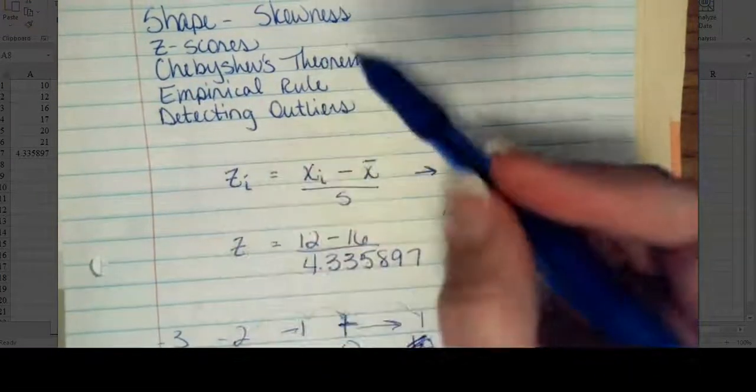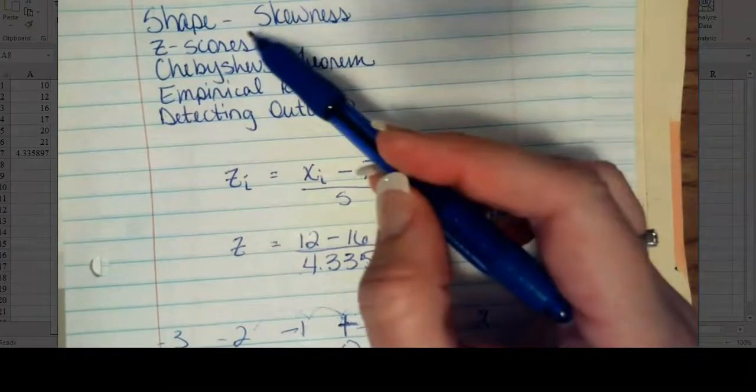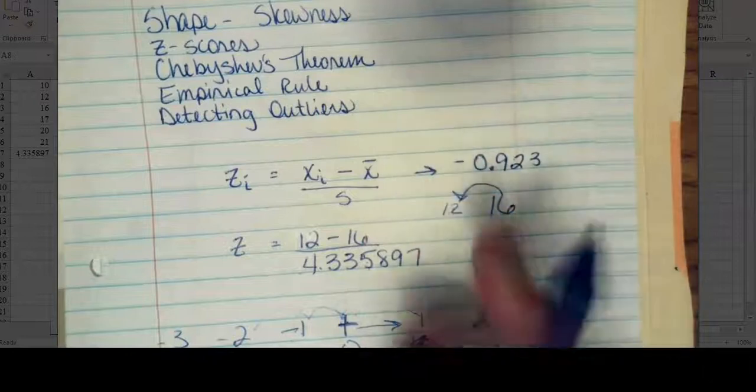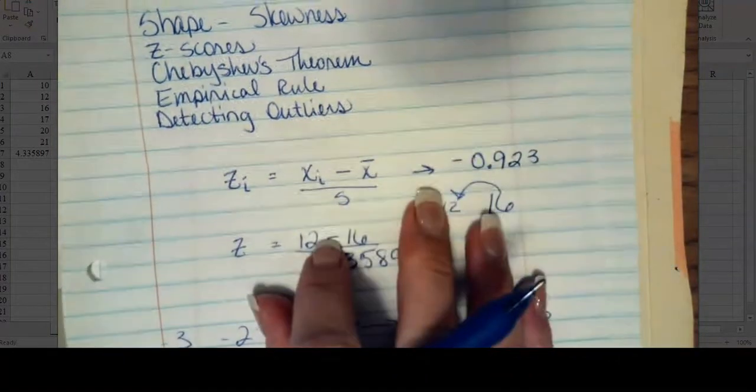So here's what I've gone over so far. We've done the shape, as far as what skewness means. We know how to take a z-score. What it's going to do is take it out of all of these different scenarios so we can standardize.